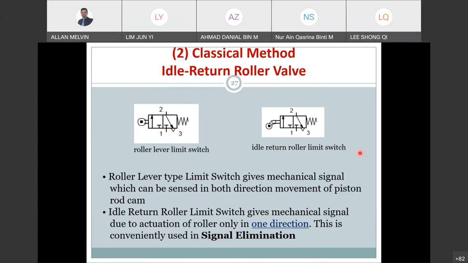But the idle return roller limit switch has a certain direction that it can accept. Normally it will only accept one direction. In pneumatic, it will accept either extension or retraction. If it can detect extension, it will not care about retraction; it will eliminate it, even though something is there. It has a mechanical way of actuating. That's why it is written here: idle return roller limit switch gives mechanical signal due to actuation of roller only in one direction. It's based on mechanical movement of the limit switch. So when you can eliminate one direction, you can consider it in the signal elimination process.